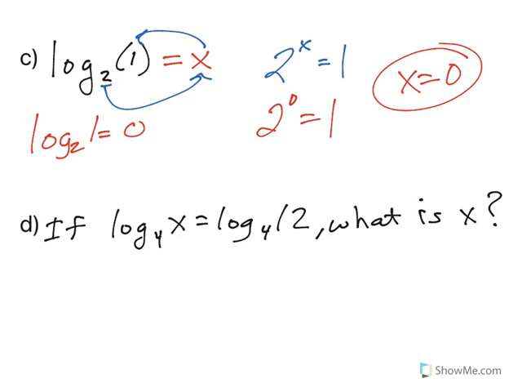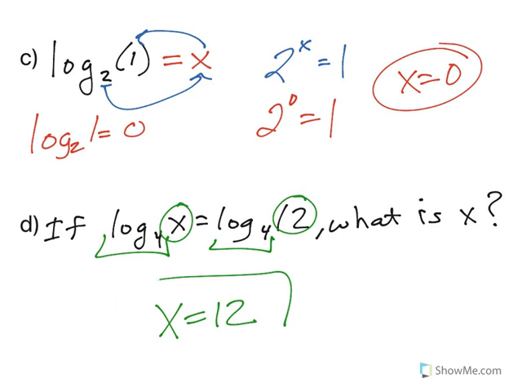Letter D, if the log of x base 4 equals log of 12 base 4, what is x? Recognize that we have the log base 4 of both sides. That means the arguments of the left and right side must be equal. So x equals 12 by the one-to-one property.